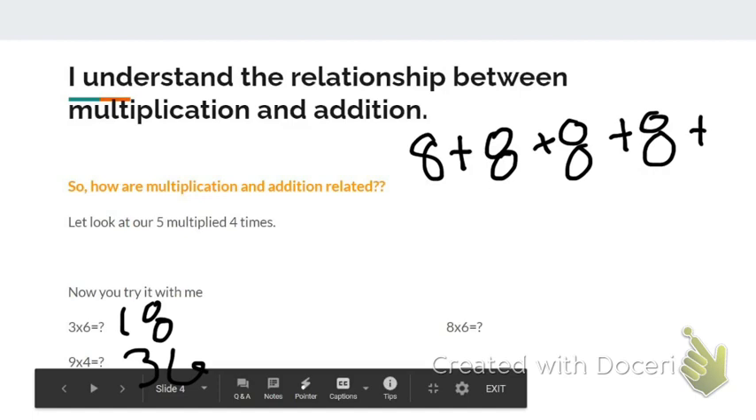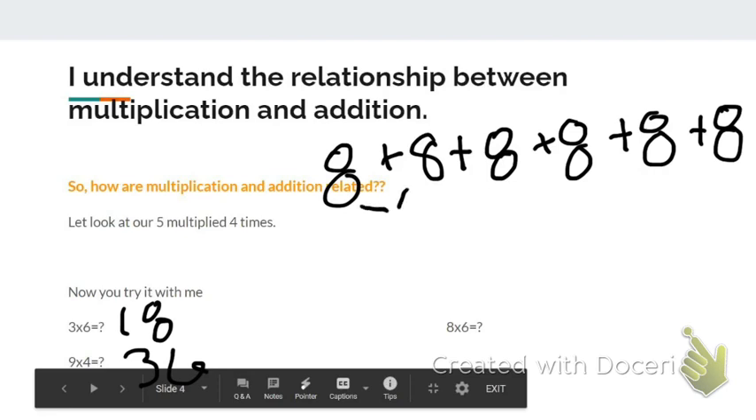One, 2, 3, 4, 5, 6. Oh, wait. That's only 5. I need another one. Okay. Always make sure that you have the right number written. Okay, so now I want you to see if you can figure out what this equals on your own. So go ahead, pause the video, see if you can do it.